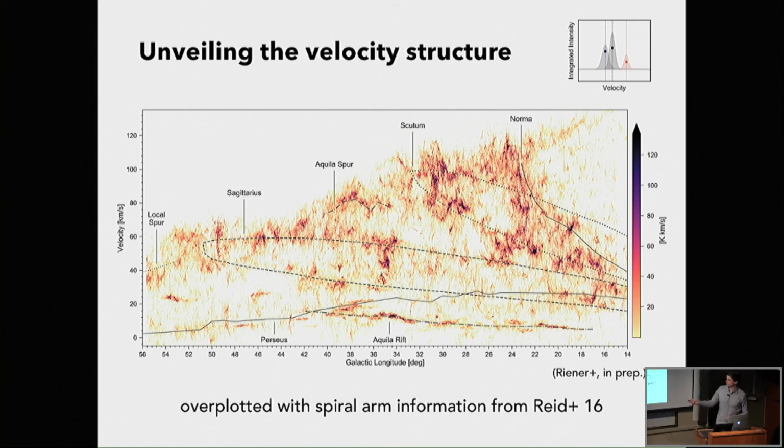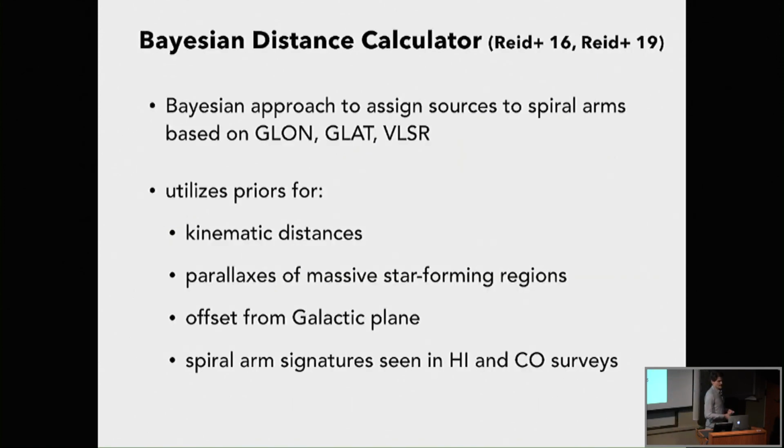And again, in this position-velocity view, if I just overplot spiral arm positions, you can see that it's very difficult to actually disentangle and find out which emission is part of which spiral arm. So what we need is really distances. In an ongoing project that I'm currently working on, we want to use Mark Reid's Bayesian distance calculator tool to infer distances to all our 4.5 million fit components of the Galactic Ring Survey. This Bayesian distance calculator tool uses different priors.